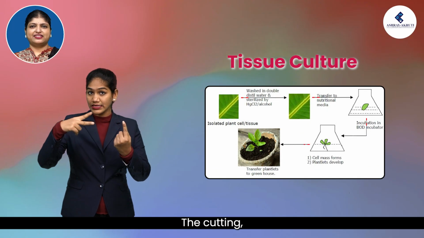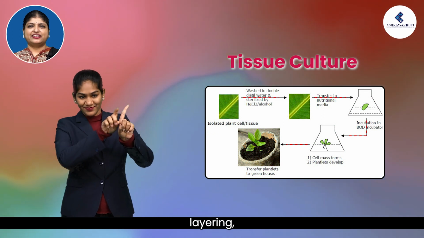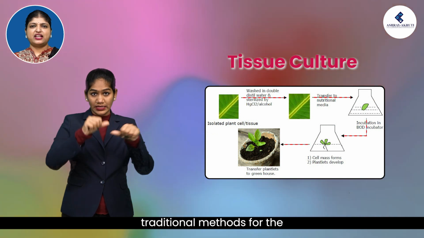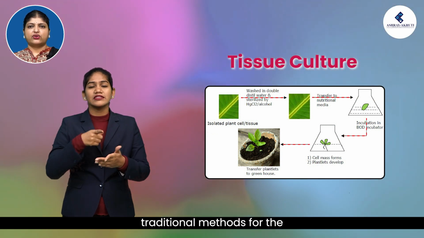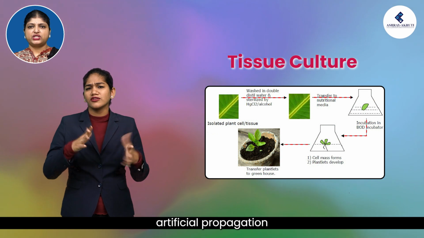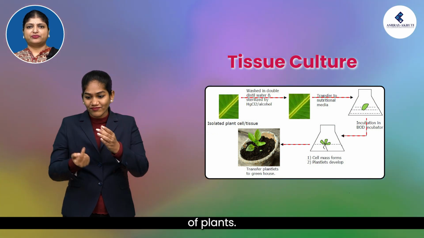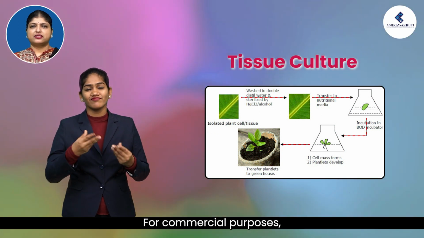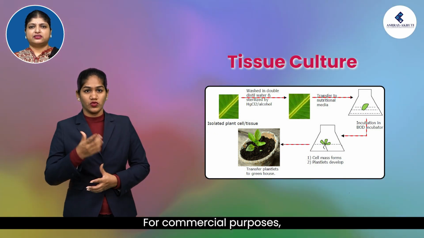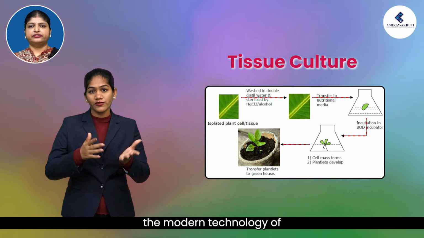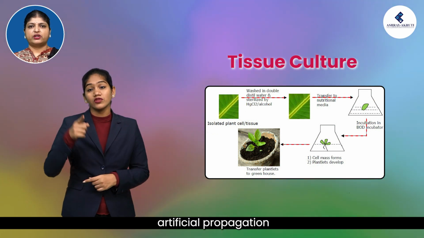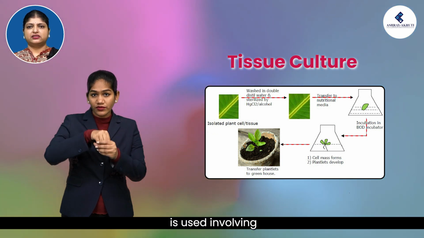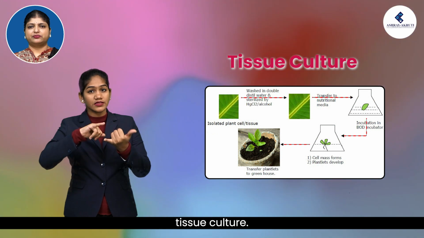The cutting, layering and grafting are the traditional methods for the artificial propagation of plants. For commercial purposes, the modern technology of artificial propagation is used involving tissue culture.